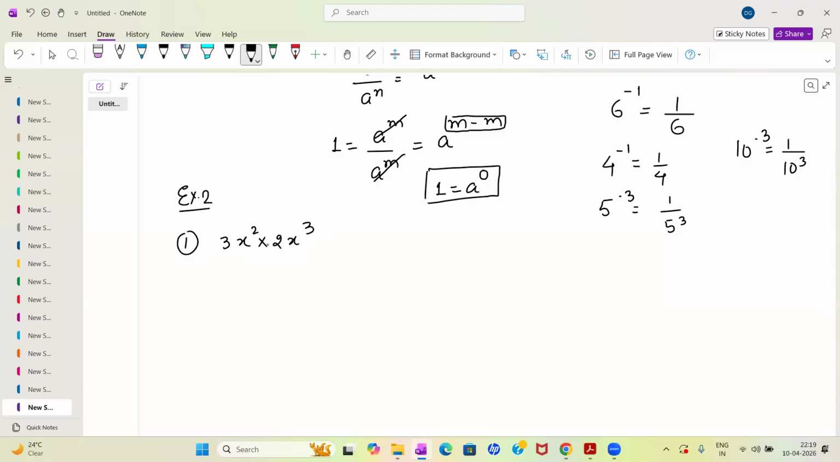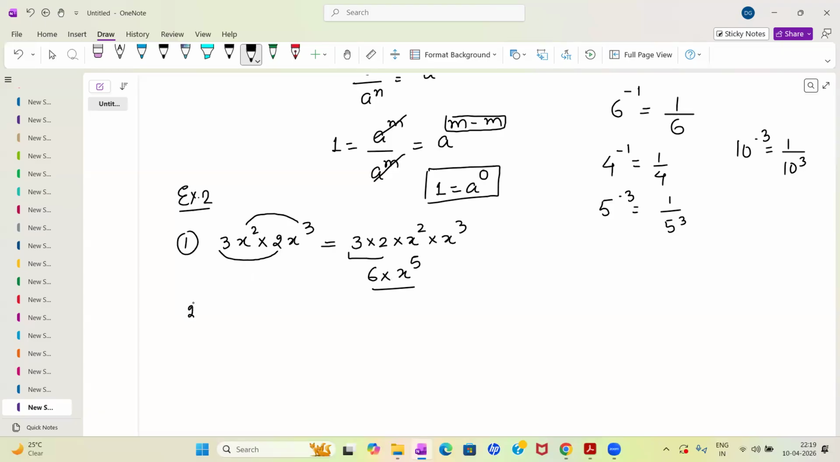Now remember, in these type of questions, constant will be multiplied with the constant and variable will be multiplied with a variable. So we can write it like 3 into 2 into x square into x to the power 3. So 3 into 2, 6, and by the law, the power will be added. So it is 6 x to the power 5.